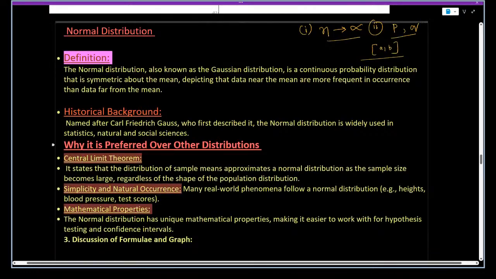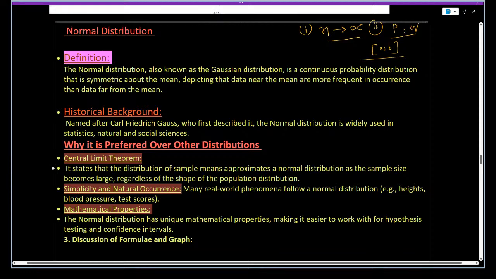This was discovered by Carl Friedrich Gauss. Already I have mentioned this mathematician, and this person is master of many fields of science and statistics. This is widely used in natural and social sciences. Why is it preferred? There is no preference. It depends on the demand of the situation.